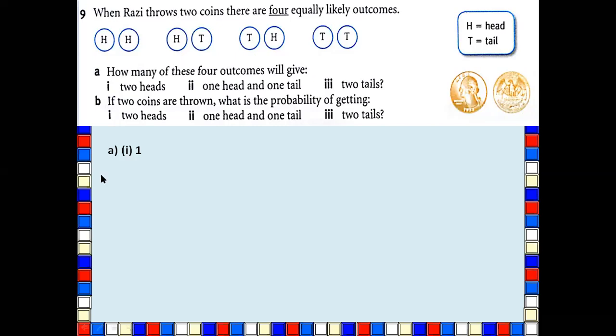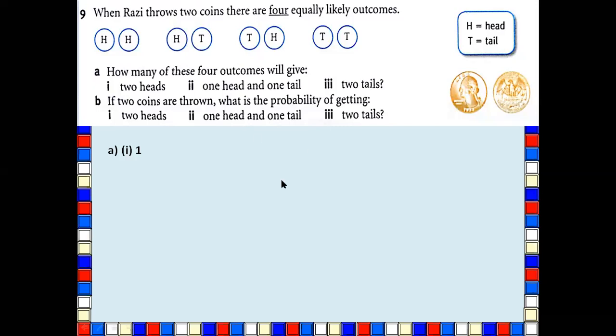Got it, Haneen? Okay, so 1 head and 1 tail. There might be the first coin with head, the other one tail, or the first coin tail, the other coin head. So two outcomes.